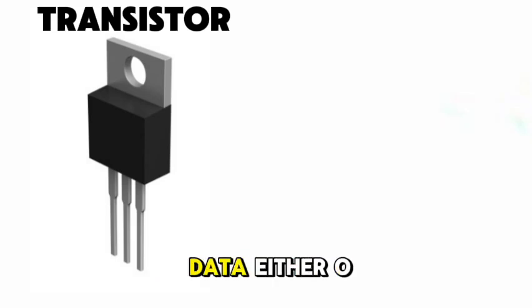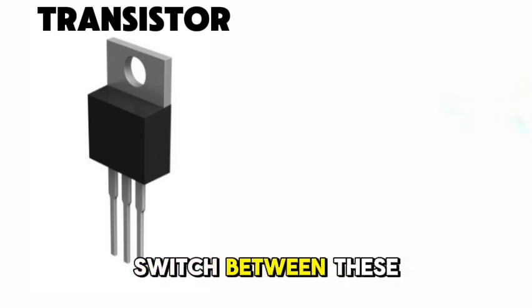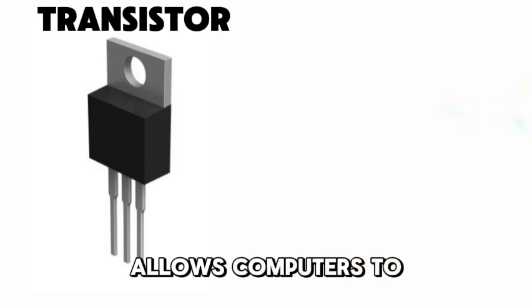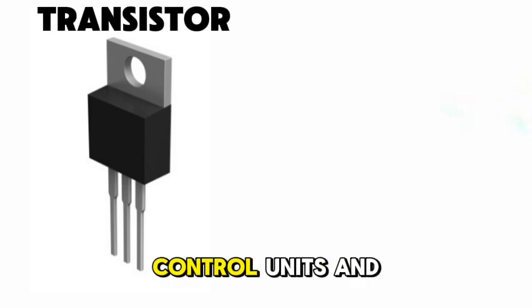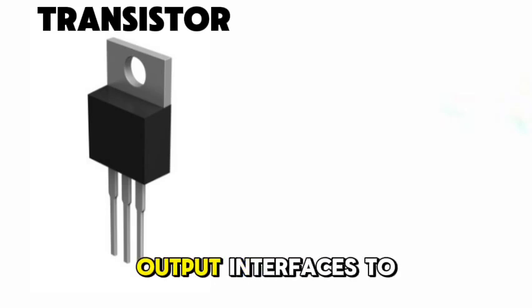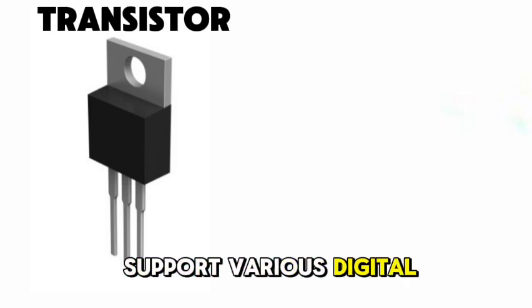Each bit of data, either 0 or 1, is stored in a transistor that is either in the on or off state. The ability of transistors to rapidly switch between these states allows computers to read and write data at incredible speeds. Transistors are also used in processors, control units, and input and output interfaces to support various digital functions.